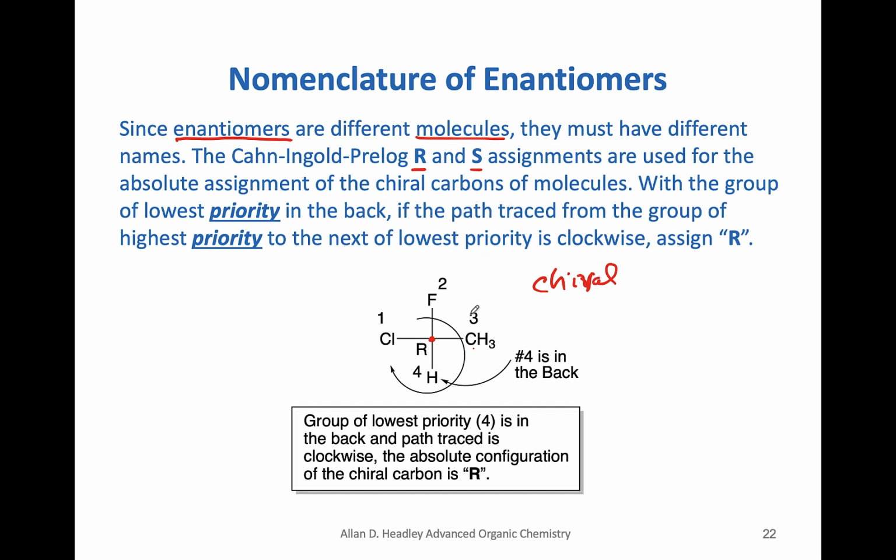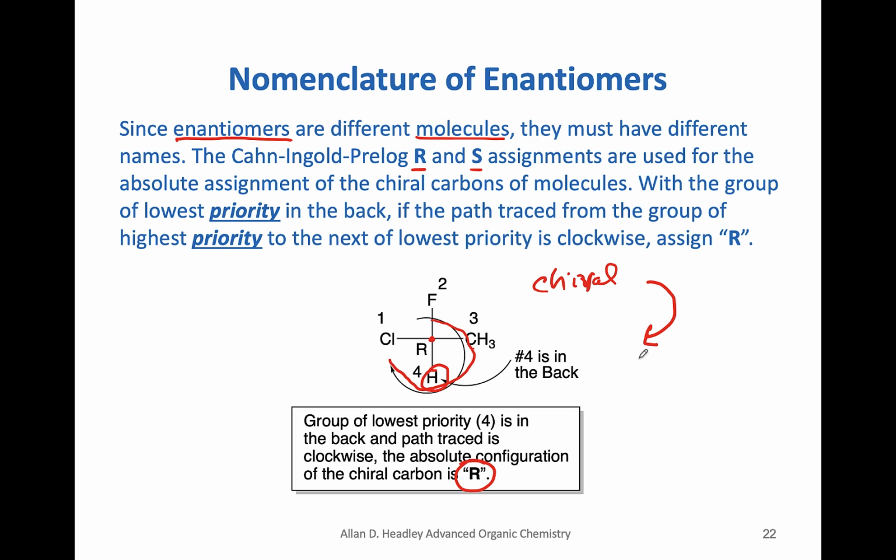In using the R and S assignment, it says to orient the group of lowest priority in the back. Since this is the Fischer projection, this is automatically in the back. What you do is trace from 1, 2, and 3. So we go 1, 2, 3, and back to 1, and you can see that goes in a clockwise direction. So therefore that's assigned an R configuration, an R configuration if it's clockwise, just like the clock.